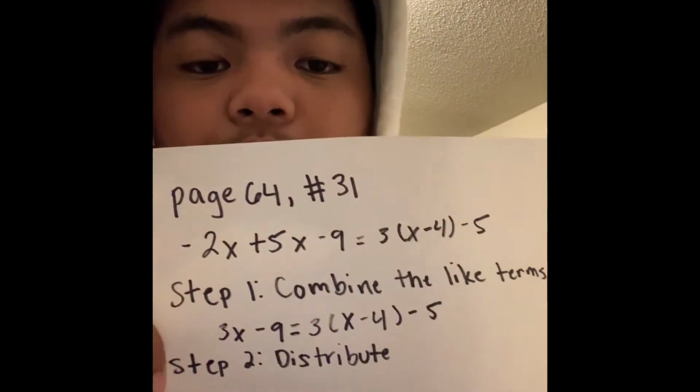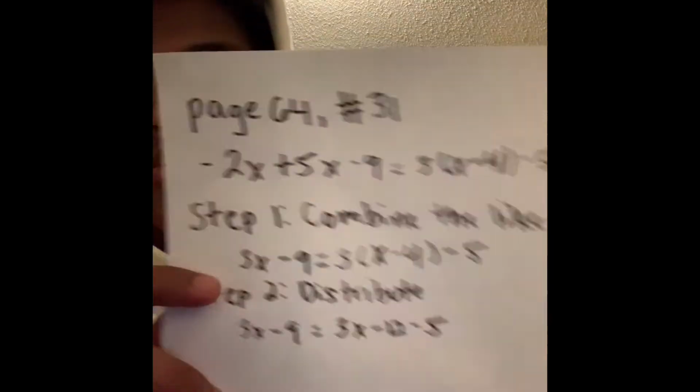For step 2, we have to distribute. So let's write that down. Distribute. You will have to distribute 3 times x times 4. So you bring down 3x minus 9, then equals, then you distribute, which gives you 3x minus 12 minus 5. So your distribution should look like that.